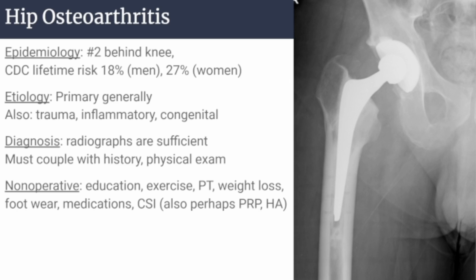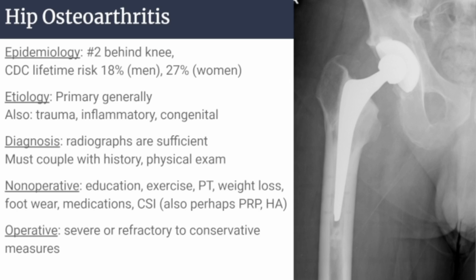People with mild arthritis typically do pretty good with conservative therapy. They may not have zero pain, but they can usually function. That can include education, exercise, activity modification, PT, weight loss, footwear, medications, corticosteroid injections, perhaps platelet-rich plasma, hyaluronic acid. And then operative indications are basically people who don't get better with that, who you know that it's coming from the hip, and then really severe cases just are not going to respond to conservative measures.